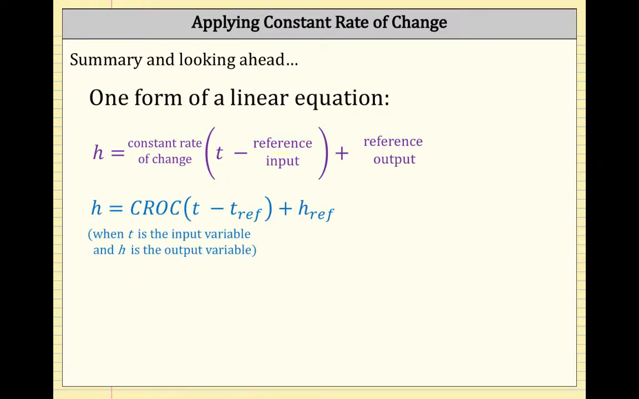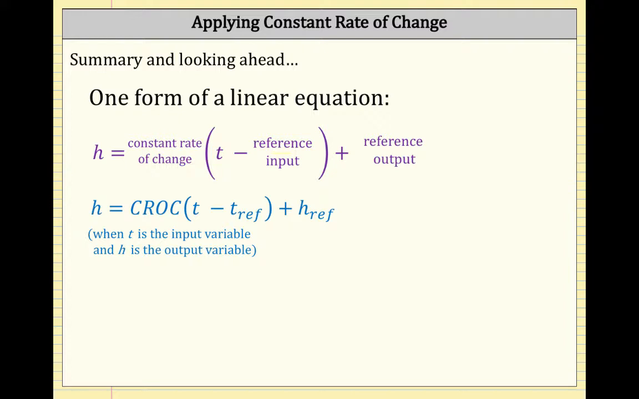Now, written more efficiently, we could write the constant rate of change as CROC, and that reference input and reference output, using the variables associated with them. Sometimes you will see this represented as t ref and h ref, because when t is the input variable and h is the output variable, then t ref and h ref represent that reference input and reference output. And sometimes that's given in a table, sometimes that's given as part of the problem, or sometimes it's given as a graph.